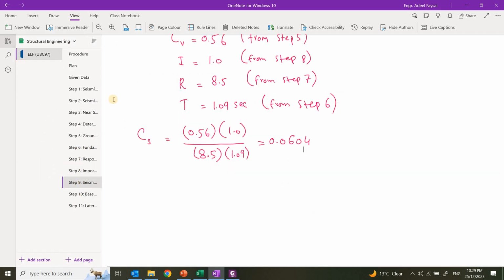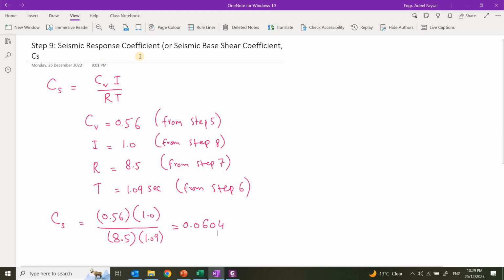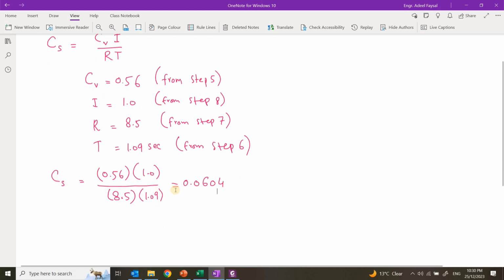Step number 9 is the seismic response coefficient, also known as the seismic base shear coefficient, represented by C with a subscript S. This is calculated by this formula, CS equal to CVI over RT. Now these 4 parameters will come from the previous steps as we listed down. So CS is equal to 0.0604.